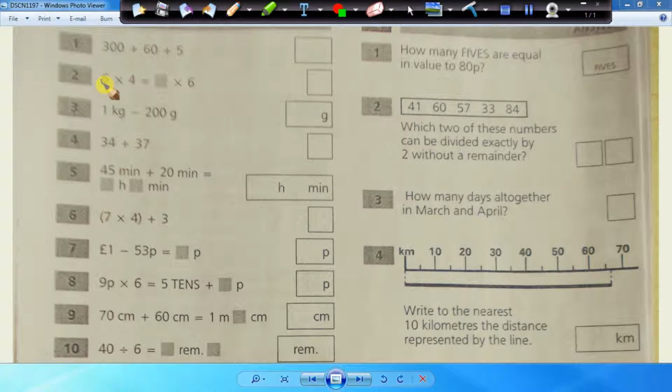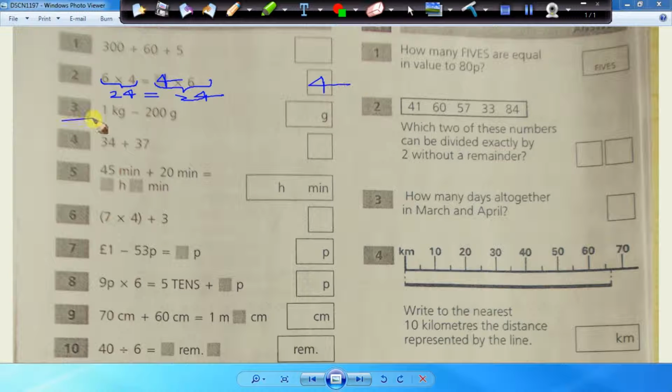So 6 times by 4. Now we have a part on the left hand side and a part on the right hand side. And the left hand side must equal. So we got 24 on the left. So we got to have how many on the right? 24. So that number will have to be then 4.